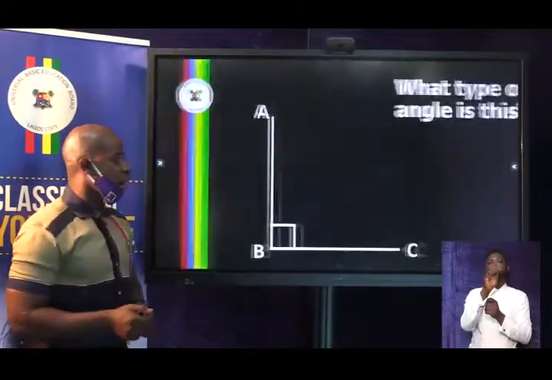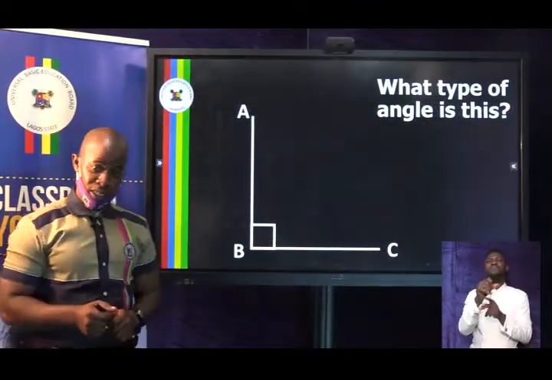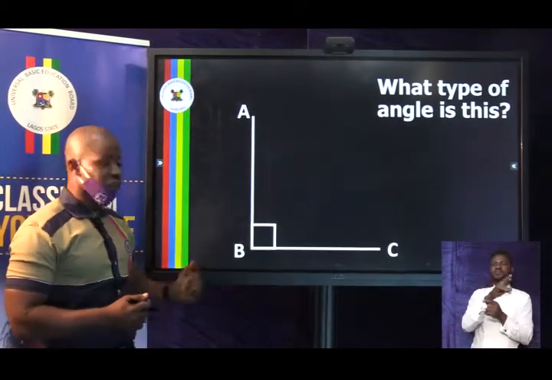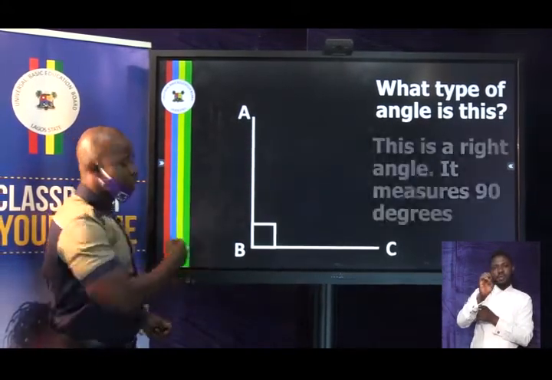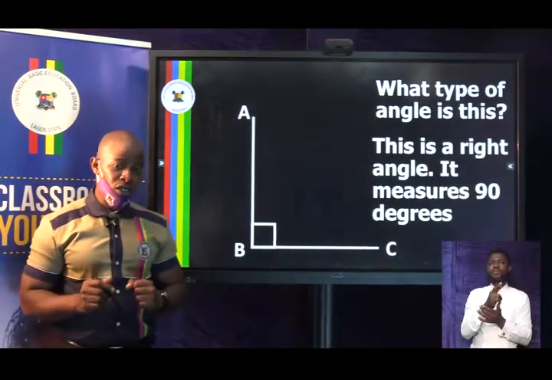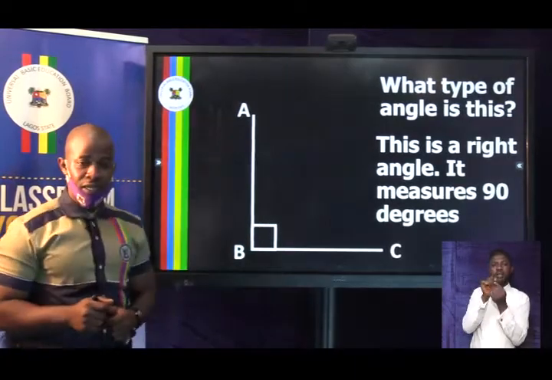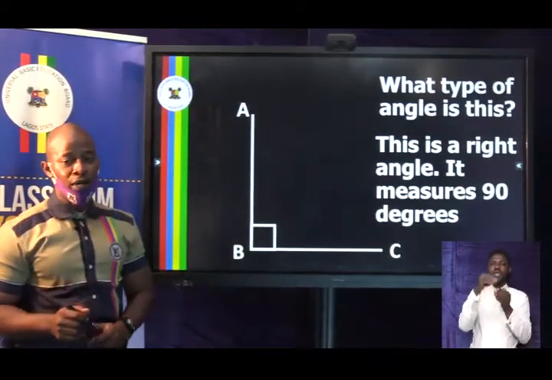I want you to study this diagram. What kind of angle is this? You already know it. I can hear some of you saying, oh, I know this one, it's a right angle. Yes, you're right, it's a right angle. But what does it measure? How many degrees are there? There are exactly 90 degrees in a right angle.